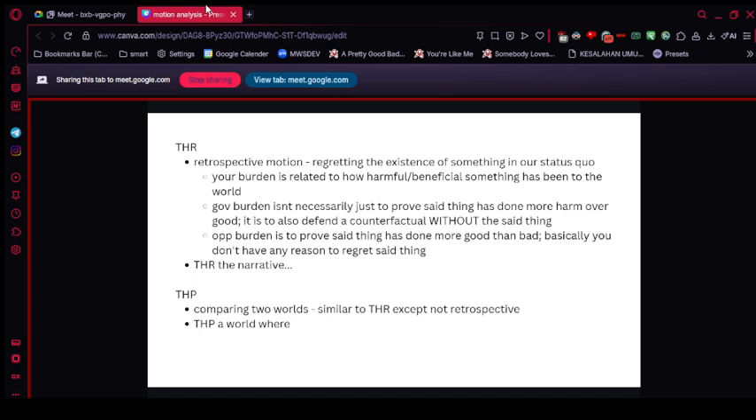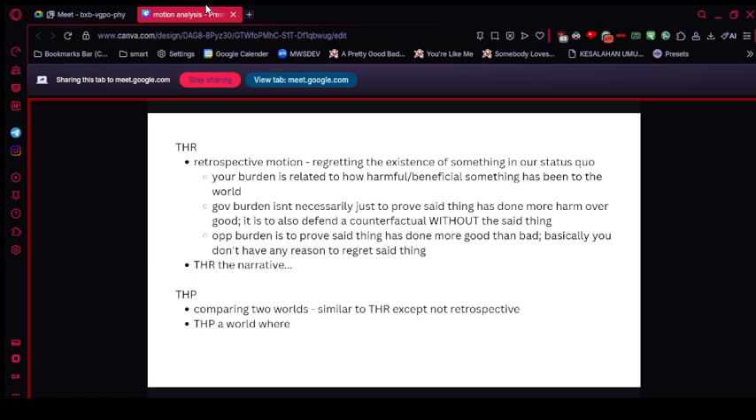I hope it's possible for you to absorb that. As for the opposition burden, then, your opposition burden is to prove that whatever thing we are talking about, that the government is trying to say that they regret, has done more good than bad for society. Or basically, you just do not have any reason to regret the same thing.